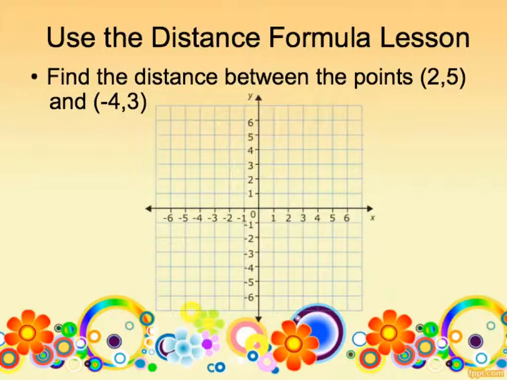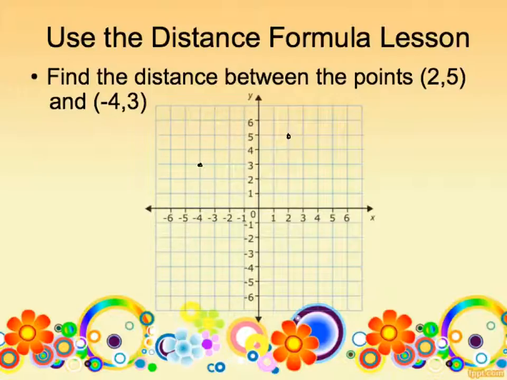In this next lesson, called Using the Distance Formula to find the distance between 2 points on the coordinate plane, I have the example where we're given the points (2, 5) and (negative 4, 3), and we're asked to determine the distance between them. So I'm going to plot the point at (2, 5) on my coordinate plane here and at (negative 4, positive 3).